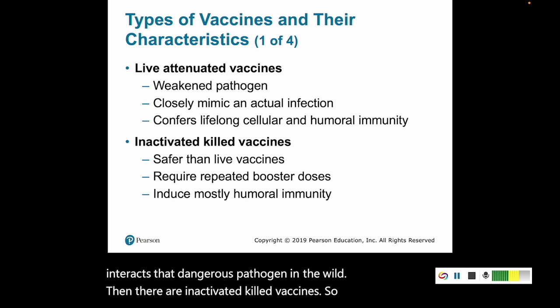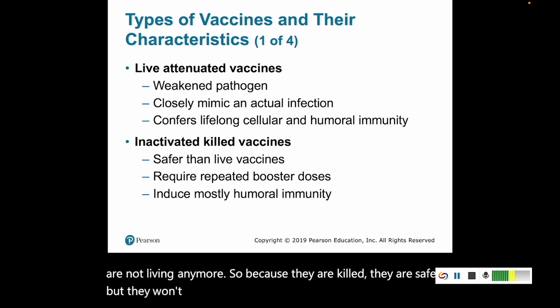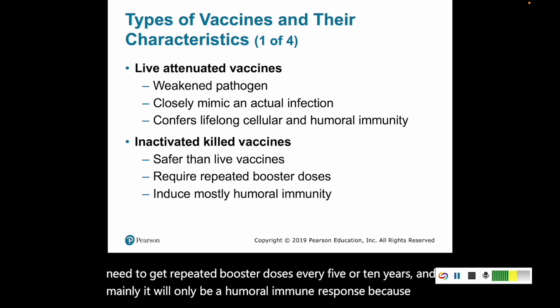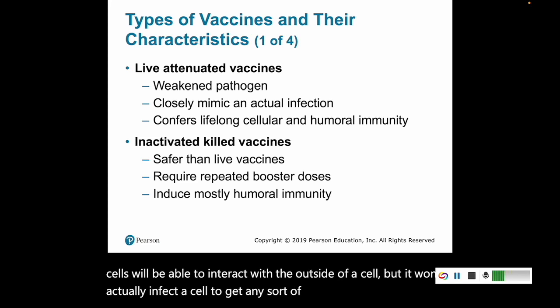So these are killed, they are not living anymore. Because they are killed, they are safer, but they won't have a very strong immune response. You'll likely need to get repeated booster doses every 5 or 10 years. And mainly it will only be a humoral immune response because your B cells will be able to interact with it outside of a cell, but it won't actually infect a cell to get any sort of T cell response.